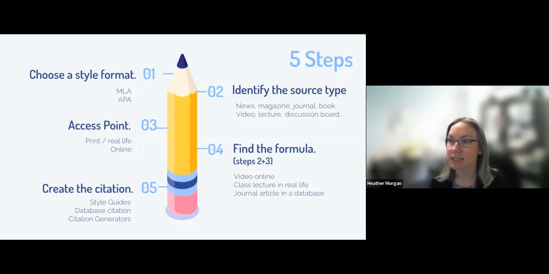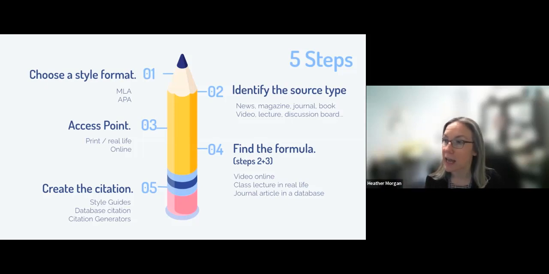Your other option tends to be online. Did I access it through a database? Is it through a website? So something like YouTube is a video that you found online. Now, your access point, a lot of times students may think that their source type is a website, when really that's your access point. That's one of those tricky areas here when we're looking at steps 2 and 3.